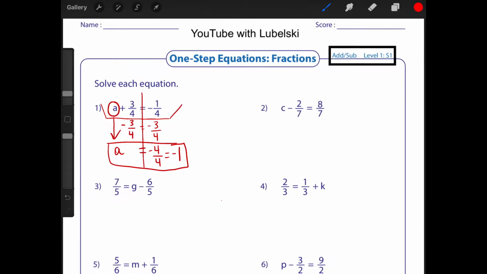Number 2, we've got our variable is c. Something is being subtracted from it, so we're going to do the opposite on that. We're going to add 2/7 to both sides. And just a little bit of a reminder here, if you are not using a calculator, if you have the same denominator, which in this case is 7, you're going to add the numerators together. So 8 plus 2 is 10, and we keep the denominator as 7. That turns into a mixed number of 1 3/7.